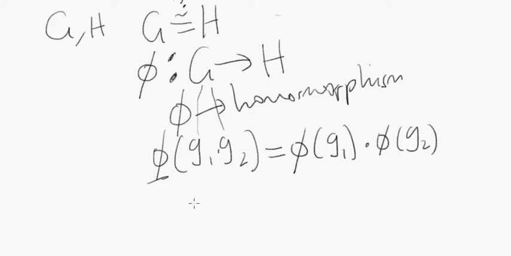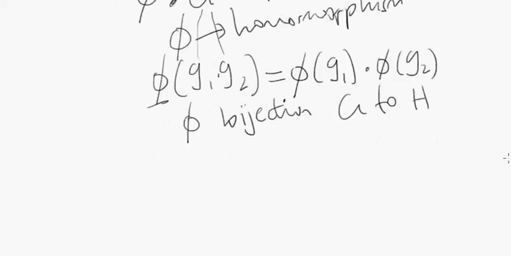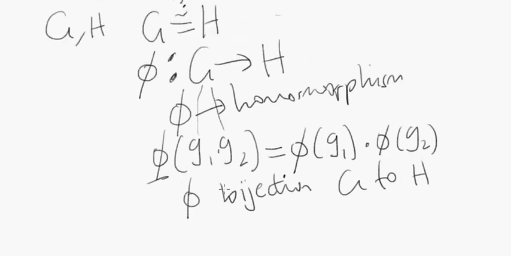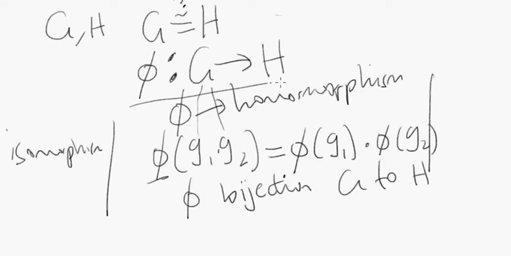And then you need to prove one more thing. You have to prove that phi, the homomorphism, is also a bijection from G to H. Once we find a bijective homomorphism, or an isomorphism, a bijective homomorphism is called an isomorphism, let's write it here: isomorphism. Once we find an isomorphism between G and H, then we'll have shown that G is isomorphic to H. That's one way to prove that two groups are isomorphic.